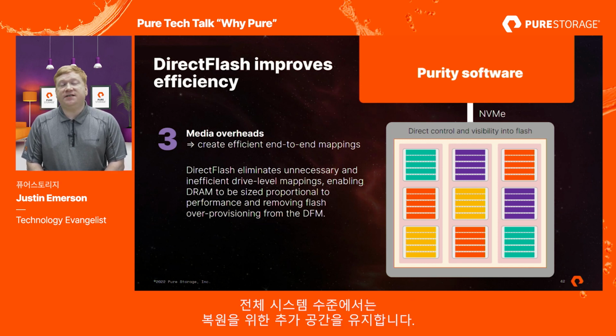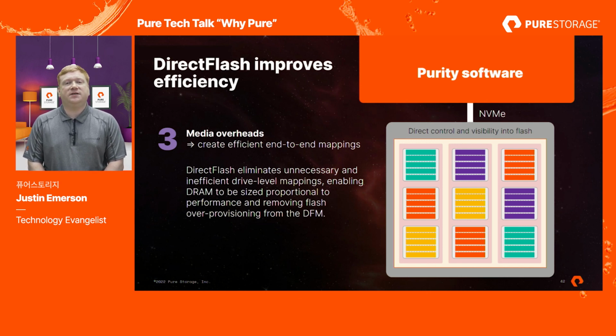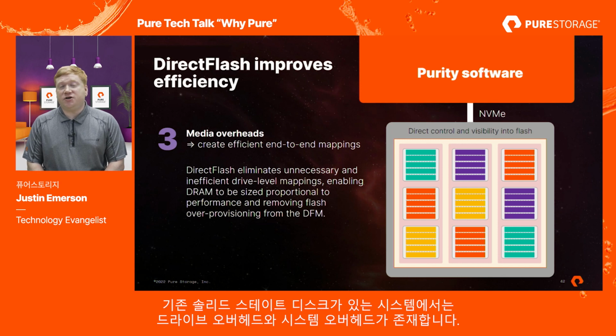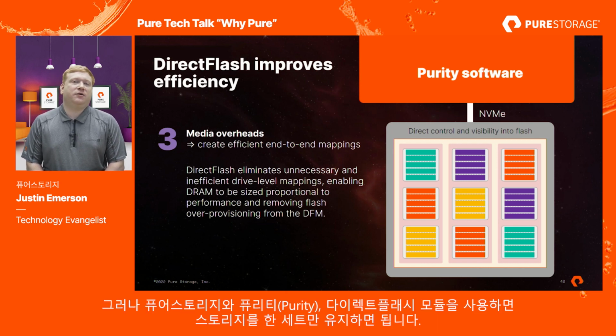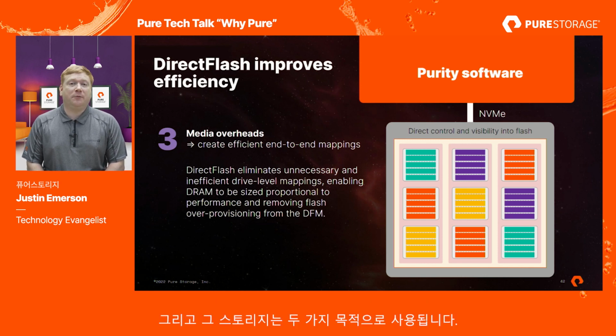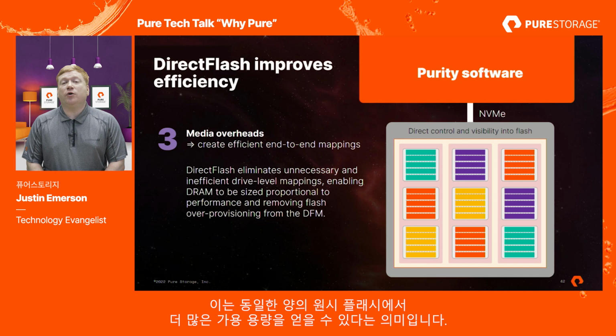Now, at a full system level, we do keep extra space around for resiliency purposes. But in a system with traditional solid-state disks, you have the drive overhead and you have the system overhead. But with Pure and with Purity and our direct flash modules, you only have one set of storage that needs to be held back. And it's used for both purposes, which means that you're going to get more usable capacity out of the same amount of raw flash.